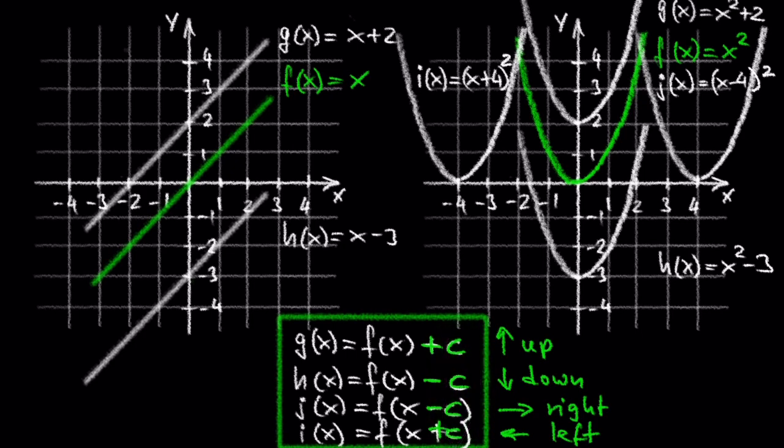Let's do a quick recap. We shift the graph up or down by adding or subtracting a number to the function notation, respectively. And we shift the graph to the left or to the right by plugging in x plus a number or x minus a number, respectively. Notice that plugging in x minus a number shifts the graph to the right, and plugging in x plus a number shifts the graph to the left.